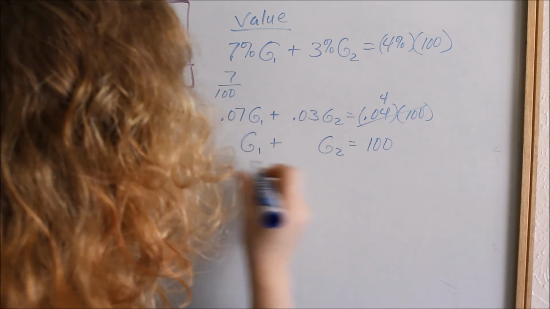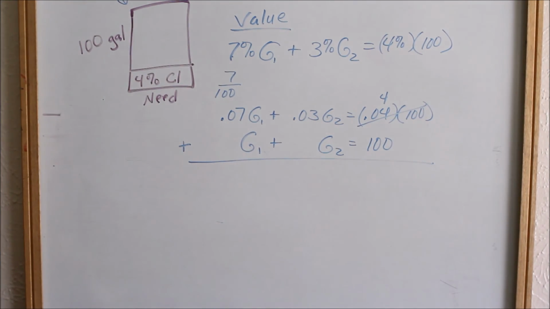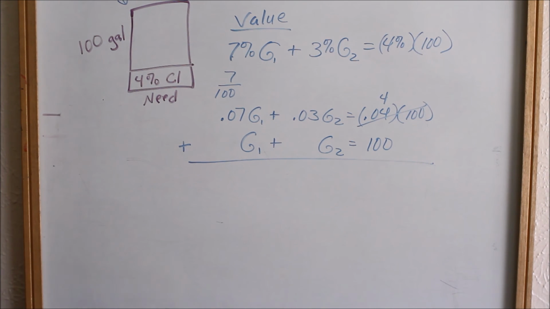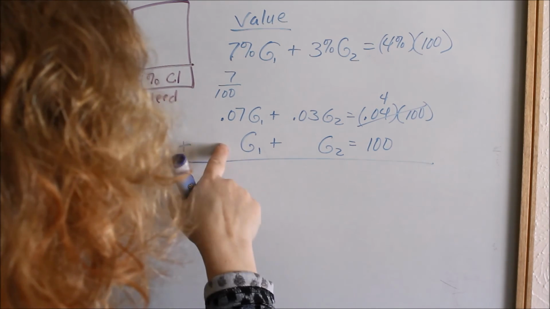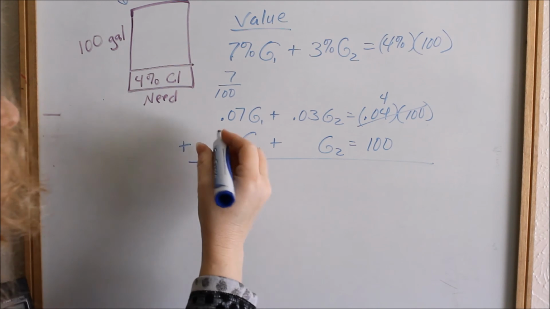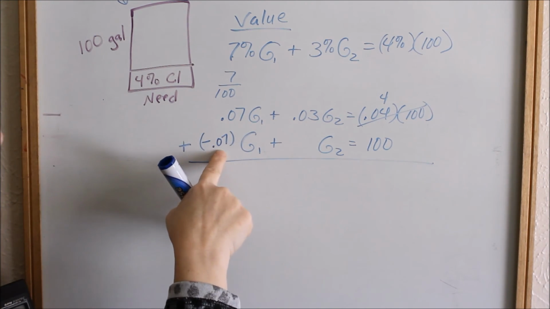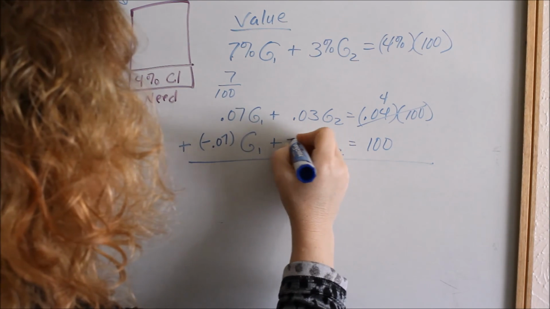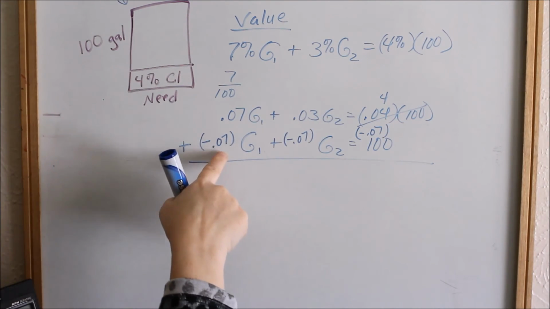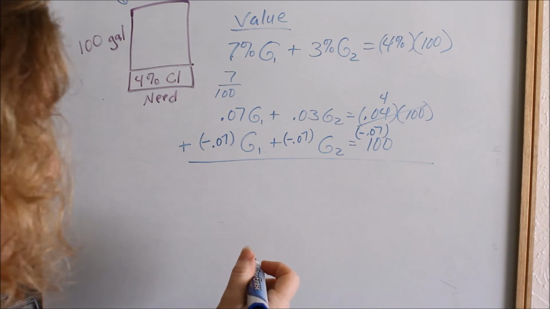So that was my first equation. I need to add these together so that one of them will eliminate. It doesn't matter which one you eliminate, if you eliminate G1 or G2, okay? But I'm going to choose to eliminate G1, which means this needs to be a negative 0.07. If I multiply negative 0.07 to this one, I have to multiply negative 0.07 to every one of them. Because now a positive 0.07 and a negative 0.07 will be 0, and that will cancel.